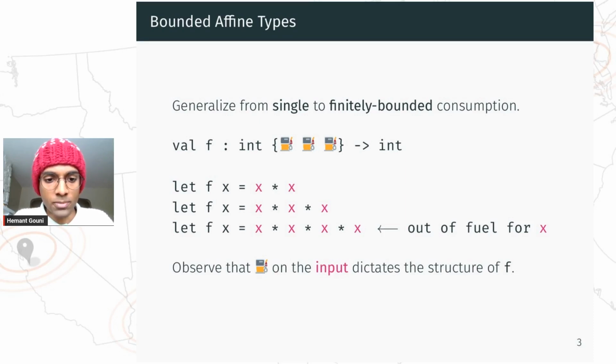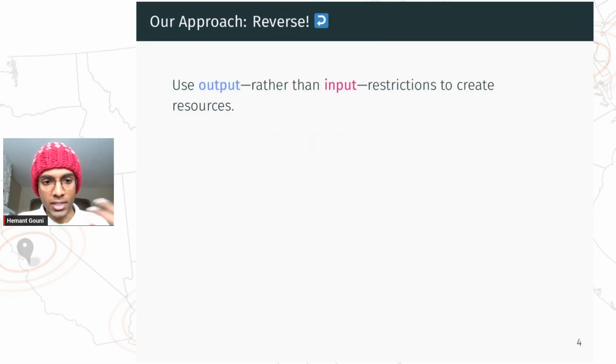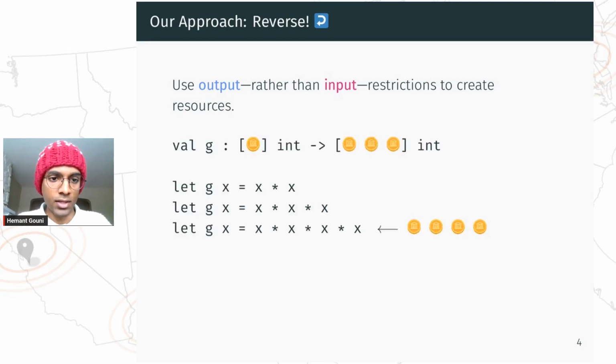And the important thing to observe here is that it's exactly the number of fuel emojis on the input to this function that dictates the necessary structure of its body. And so to get to our approach from this picture, all you have to do is flip it around a bit, and instead of operating by restricting inputs to computations, like with those fuel emojis, we're going to operate by restricting the outputs of computations to create resources. So that might look something like this, where, analogously to the last example, I've got a function g that now takes a coin int and returns a 3 coin int.